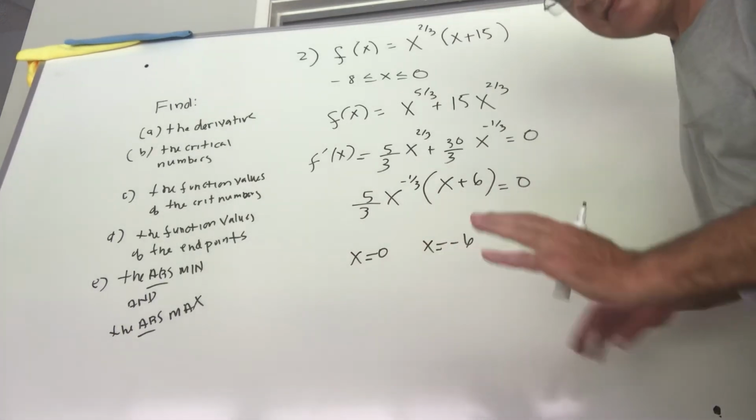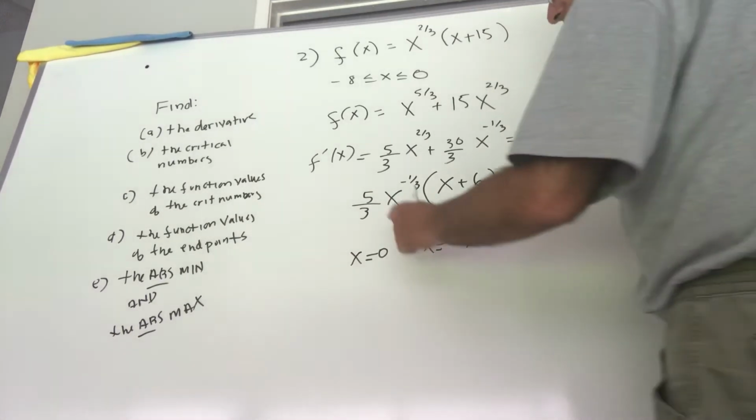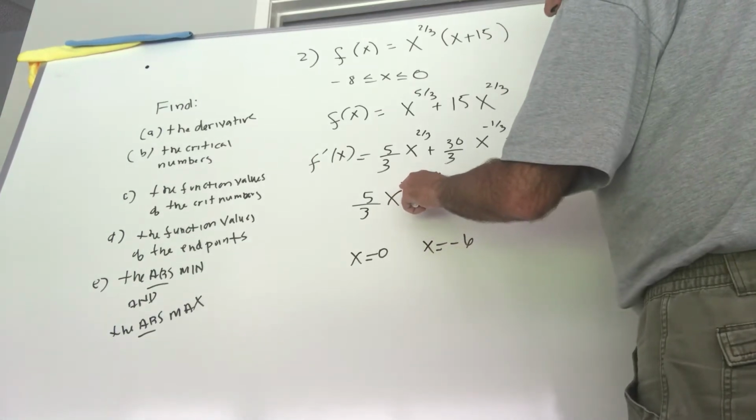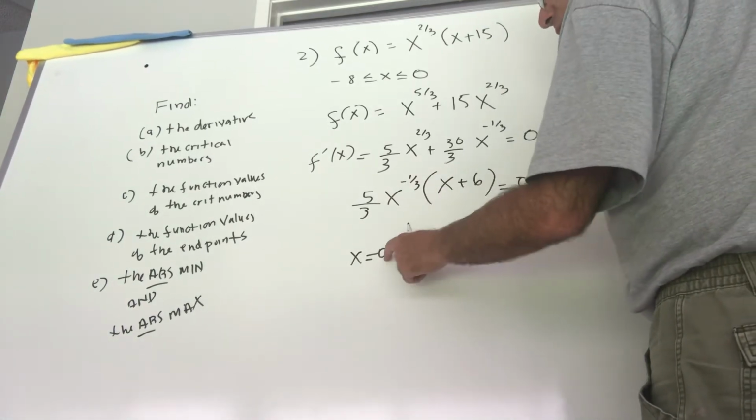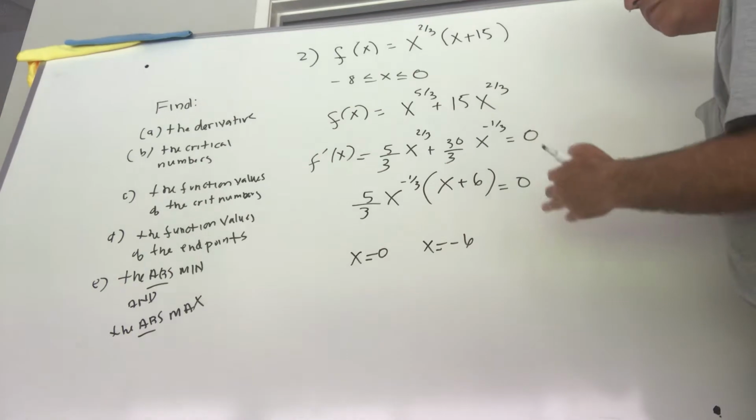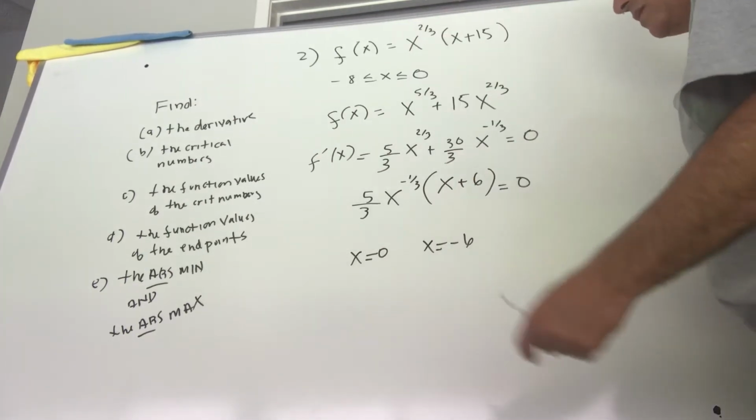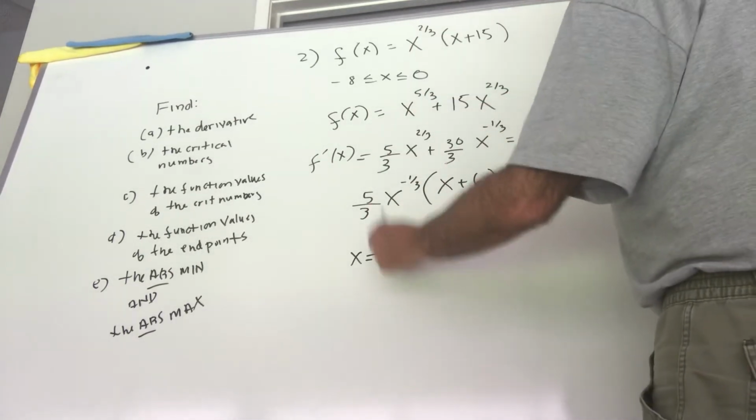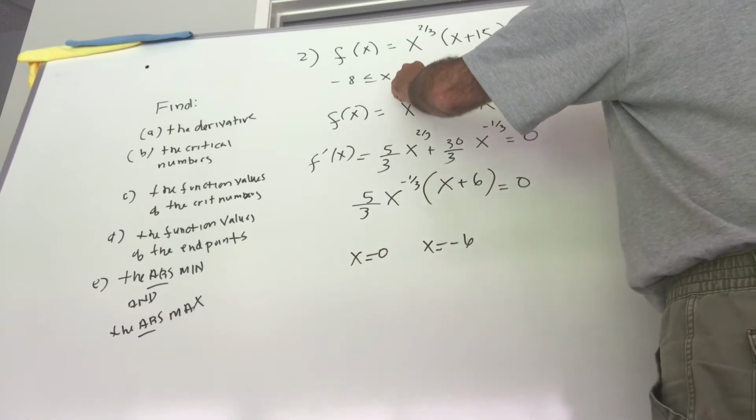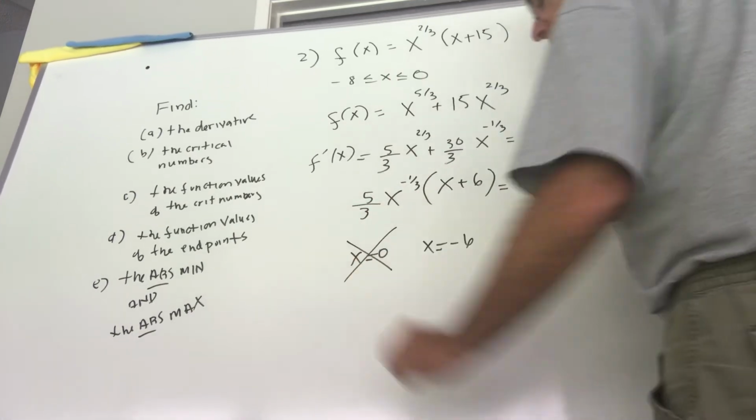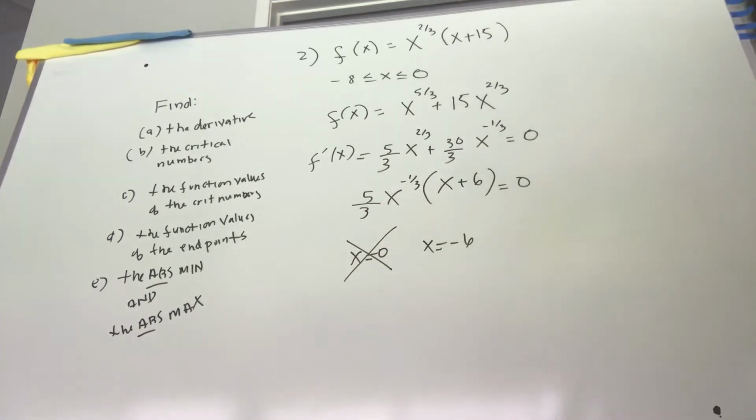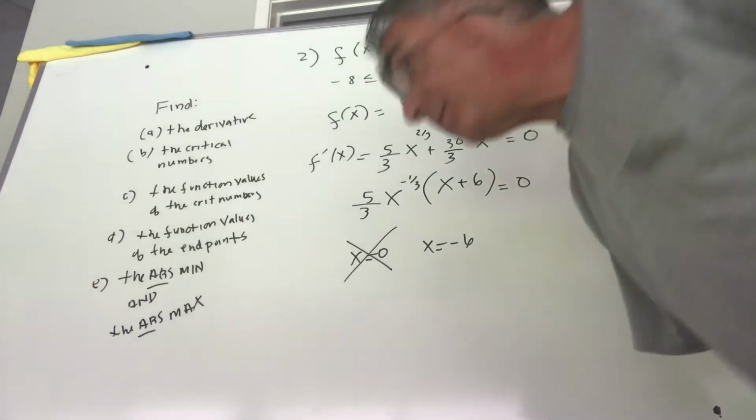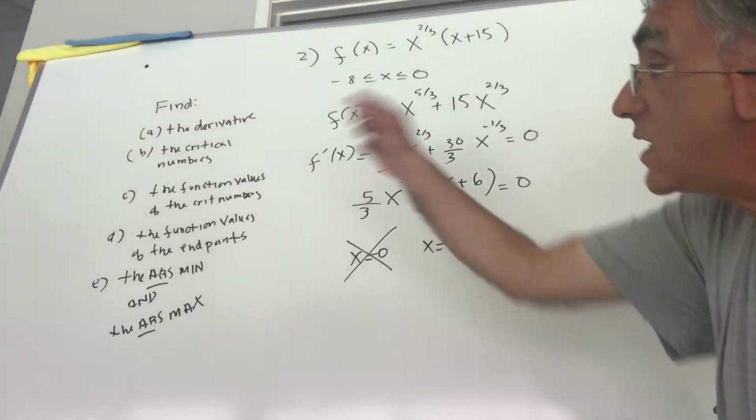Now, again, this is philosophical, not really that big a deal. Because of that negative exponent, it's in the denominator, so when I put the 0 in, I'm not really getting 0, I'm getting undefined, but that's okay because it still counts as a critical number. The only problem is 0 is on the end of the interval here, negative 8 to 0, so this one still doesn't count. So all that work, and we only get negative 6. So we get our critical number. So that's the second step.